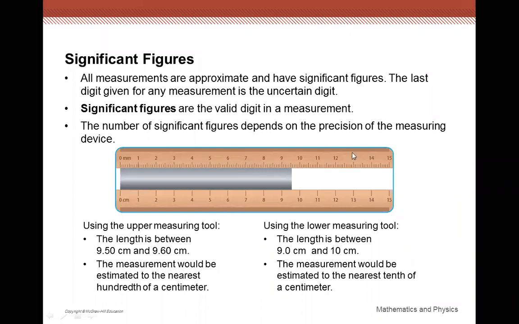First, let's see how we measure anything around us. I have here a device, a ruler. I need to use it to measure the length of something around me. I can use the upper measuring tool or the lower measuring tool. But in the end, in both of them, I have to estimate to the nearest number.